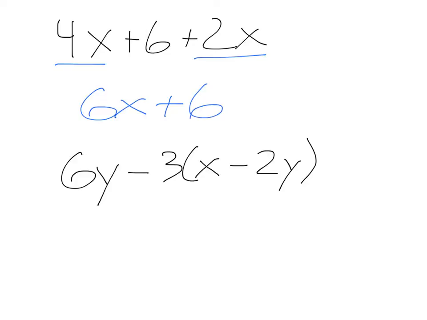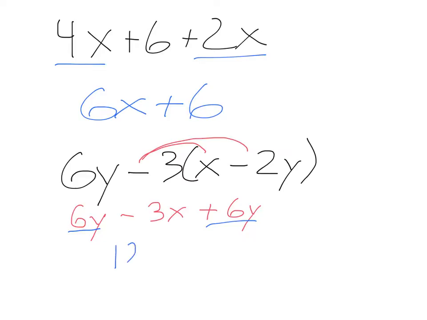Okay, if you did this correctly, you would have started by distributing the negative 3 to get 6y minus 3x plus 6y. Remember, the negative sign in front of the 3 attaches itself that way, and that's why you get the negative 3x, and then it's a negative 3 times the negative 2, which is why I get the positive 6y. But I'm not done yet, because I notice that the 6y and the 6y are like terms. I can combine those together to get 12y minus 3x.